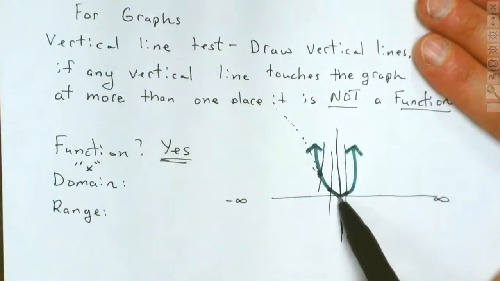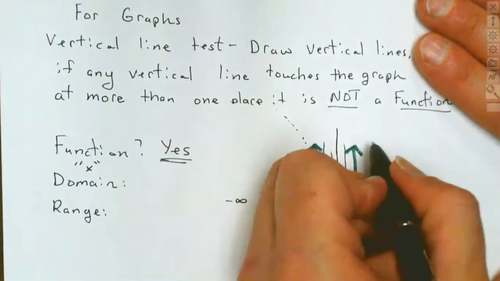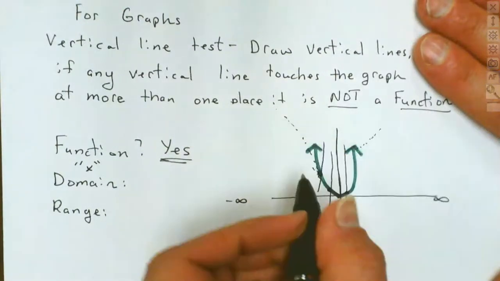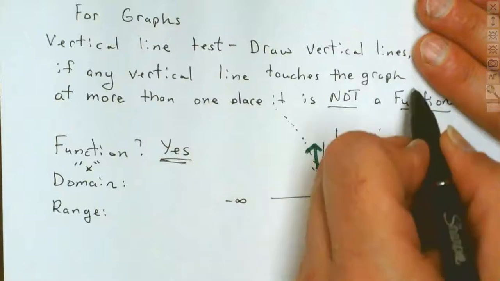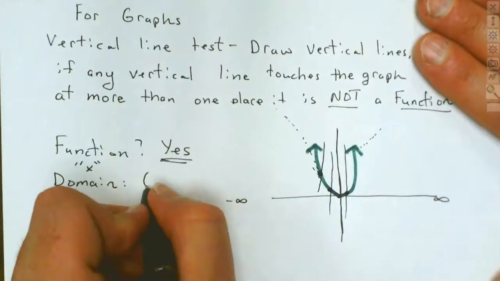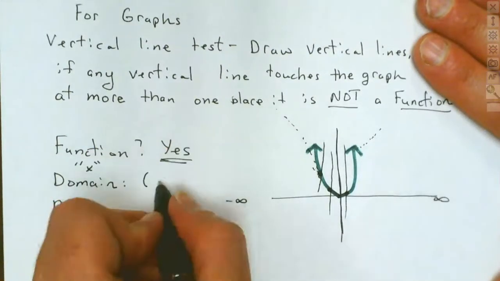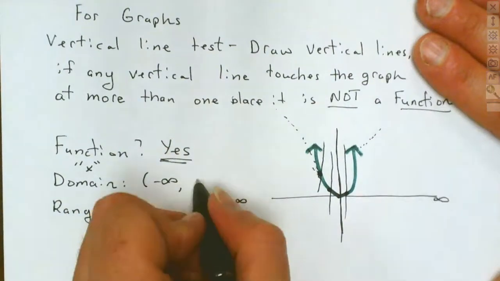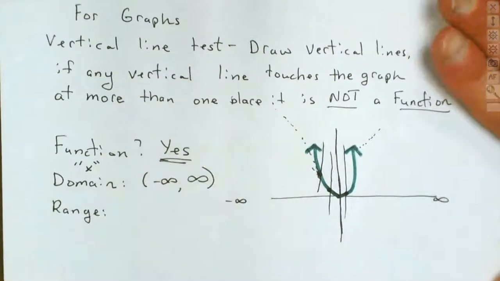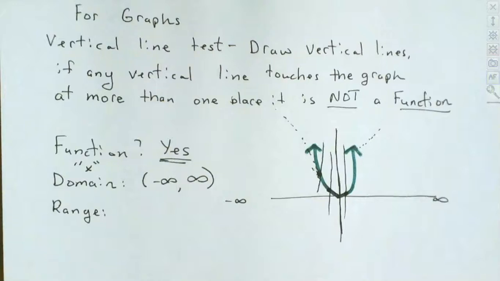What about the other side? What does it do? It goes up, and it goes out to where? The right, doesn't it? So my domain goes to the left here, so that's negative infinity, and to the right over here, so that's positive infinity. So my domain would be negative to positive infinity.